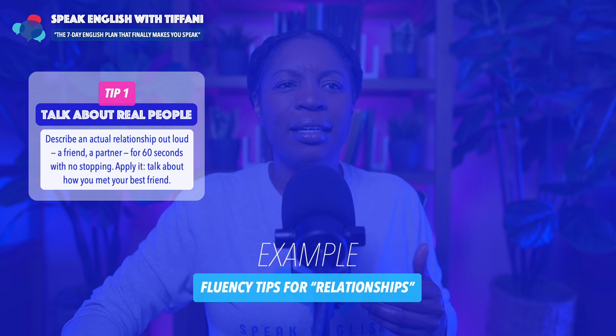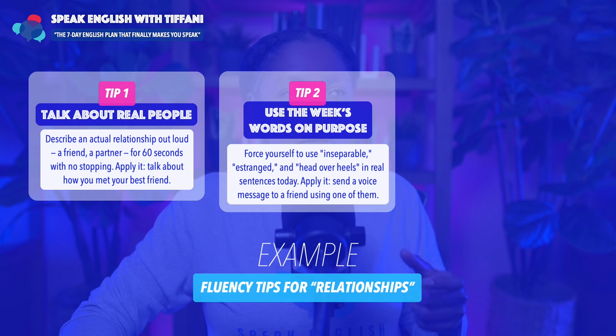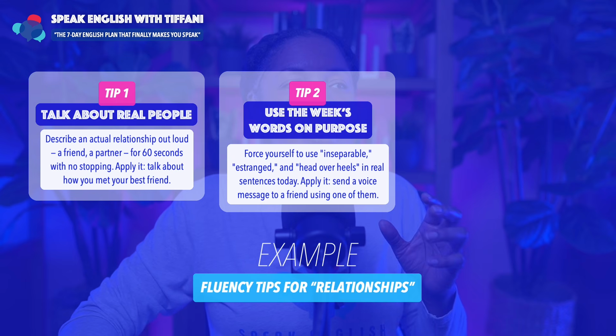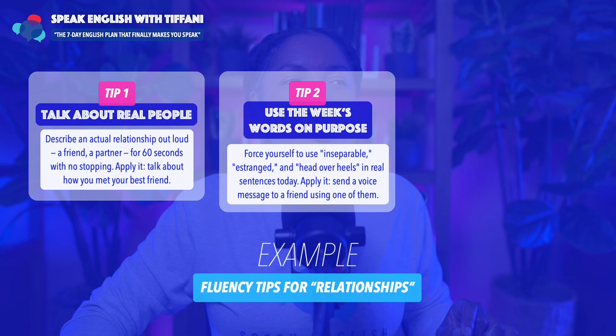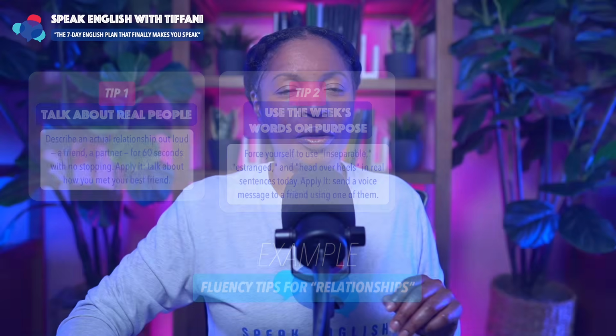Think about it. Number 2, use this week's words on purpose. Force yourself to use inseparable, estranged, and head over heels in real sentences. Here's how you apply it. Send a voice message to a friend using one of them. That's right. Get your cell phone, record a message, and send it to your best friend. Send it to a close friend. Make sure you use one of the terms you learned.